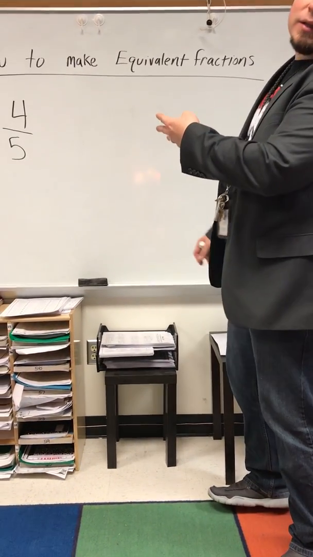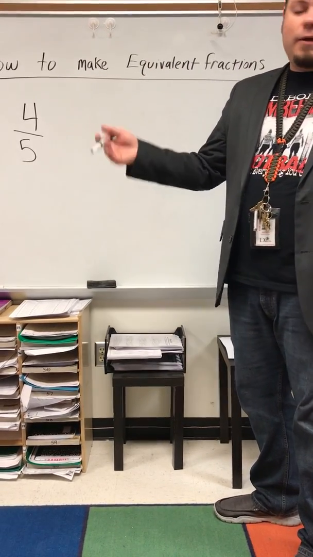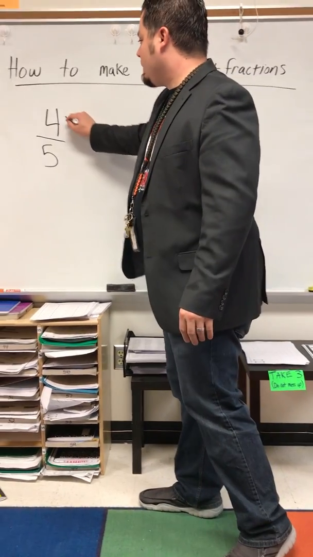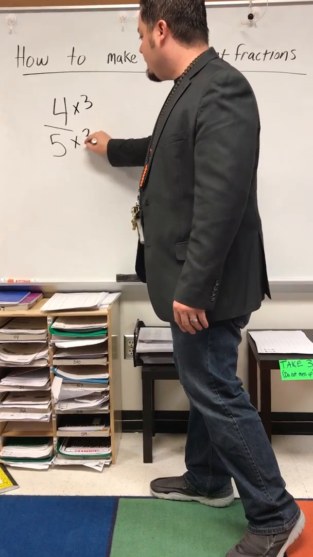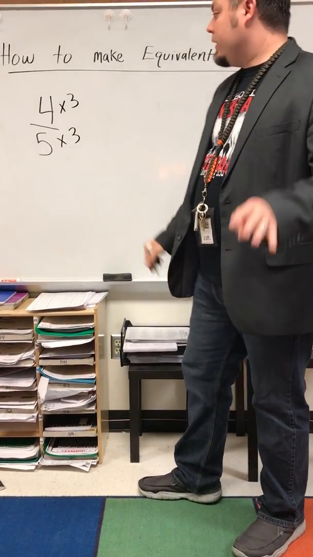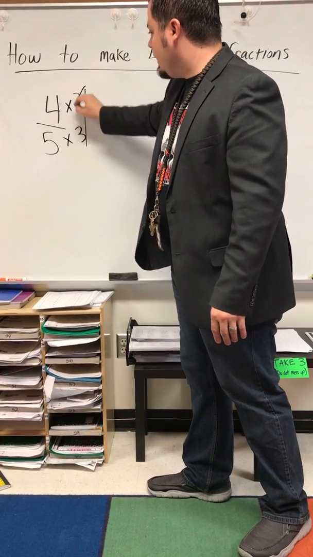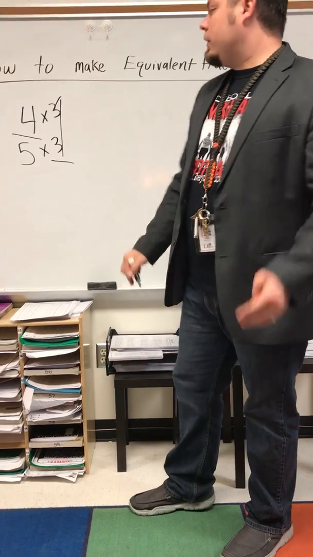I have my 4/5. I'm going to pick a number, any random number. Let's say I do 3. So what I'm going to do is multiply this by a rule of 3. So I'm going to take my 4 times 3 and my 5 times 3. Now what happens here is I'm actually doing it times 3 over 3, which is actually a 1. So that's why it's not actually changing the value of it.